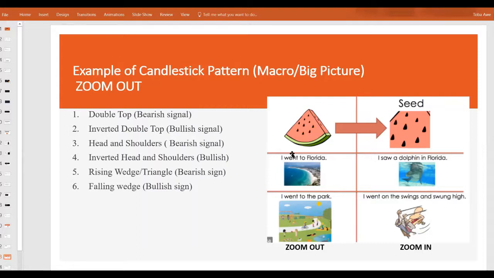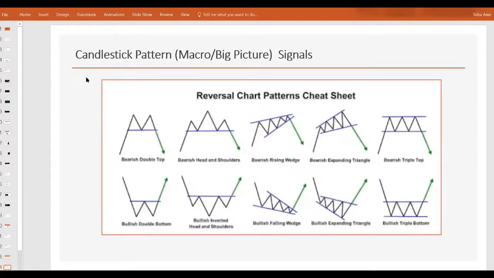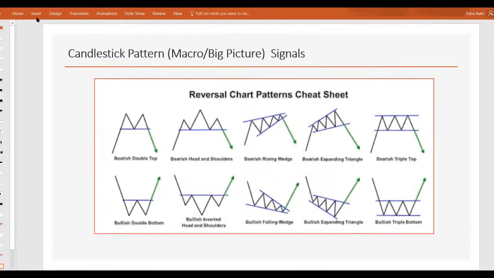We have head and shoulders, which is a bearish sign. We have inverted head and shoulders, a bullish sign. We have a rising wedge or rising triangle, which is a bearish sign. We have a falling wedge, which is a bullish sign. There are other candlestick patterns that we also need to know. These are just examples. So we do ourselves good to just Google the charts and get used to them. Now, let's go to the live chat and let me explain these patterns before we come back to this.